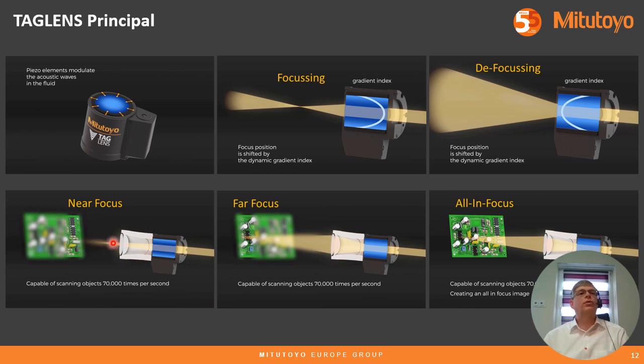In combination with an objective lens, we generate a near focus position or a far focus position with a frequency of 70,000 times per second. Since a camera frame rate usually is much lower, we generate all-in-focus images on a camera frame.